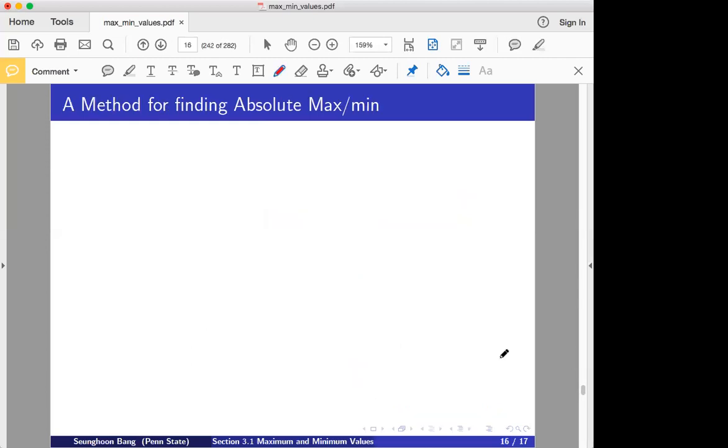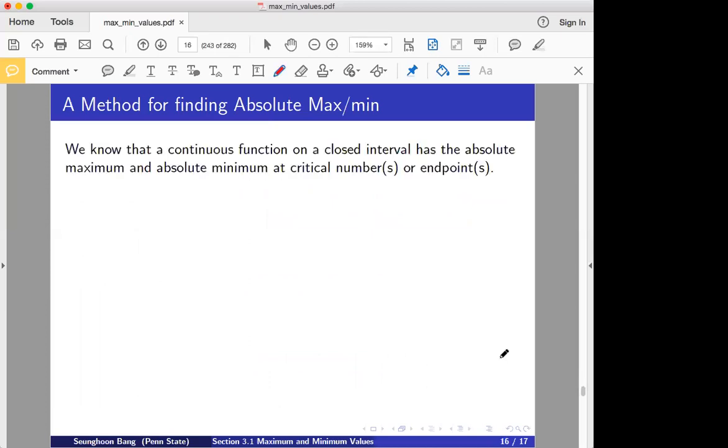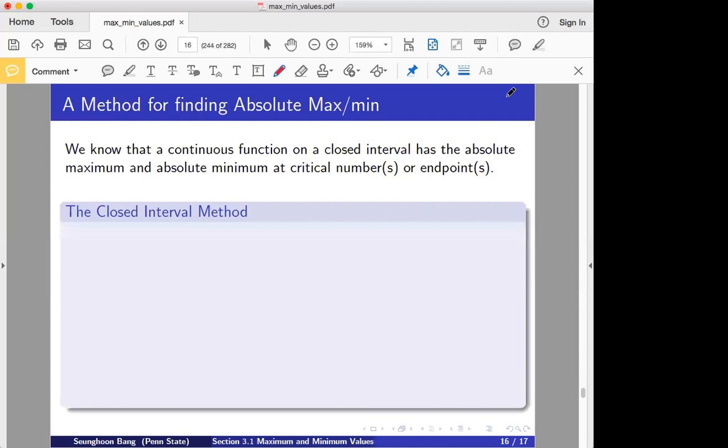So how can you find them? This is a method for finding absolute maximum and absolute minimum. We know that a continuous function on a closed interval has absolute maximum and absolute minimum at critical numbers or endpoints. This is the closed interval method.